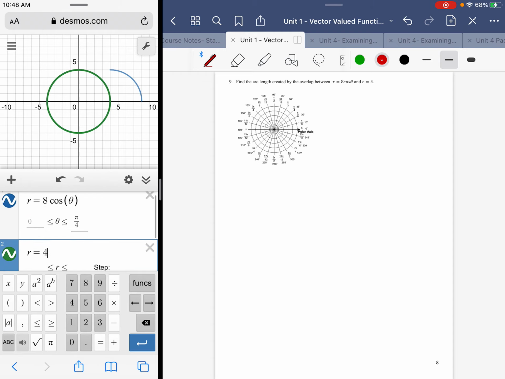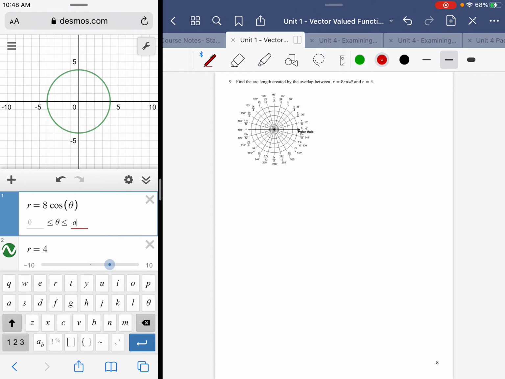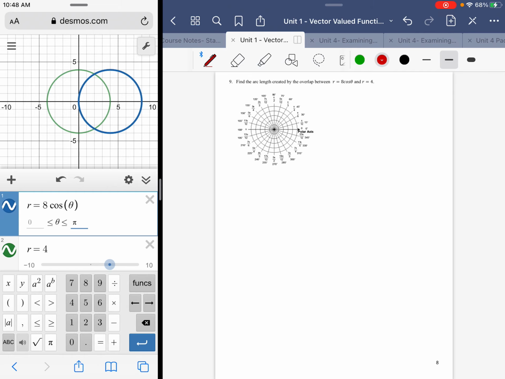All right, so if I want some overlap, I'm probably going to need a little bit more area here, or at least more arc. I tried doing that before, so let me do 2 pi. I can just do pi if I want, because we learned, I believe, a couple of pages ago that when you're dealing with a circle of this variety, in the form of a cosine theta or a sine theta, the domain tends to be 0 to pi. All right, so we're looking for the arc length created by the overlap.